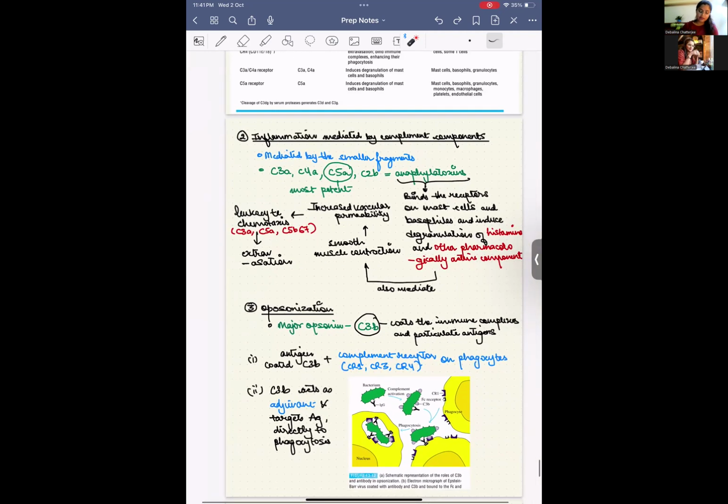So if you see here, this entire immune inflammatory response is actually mediated by the anaphylatoxins, which is nothing but the complement cleavage products, right? So the complement proteins in itself. So that's how the complement proteins can mediate an inflammatory response.